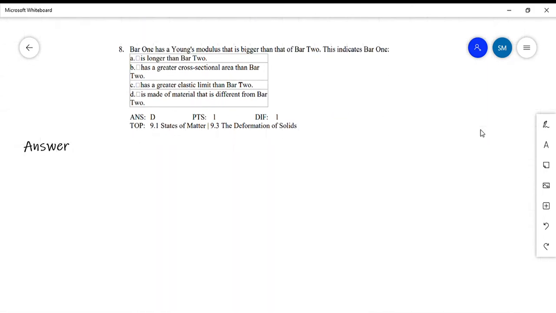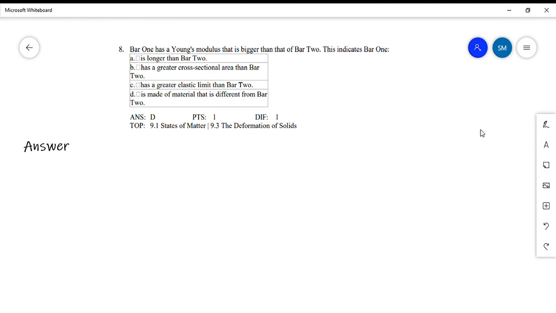Question number 8. One bar has a Young's modulus that is bigger than bar 2. This indicates that, we have 4 choices. The most accurate one is D: it is made of a material that is different from bar 2. Young's modulus is constant for every material. Whether it is less or bigger, the important thing is that it's different from the other one.